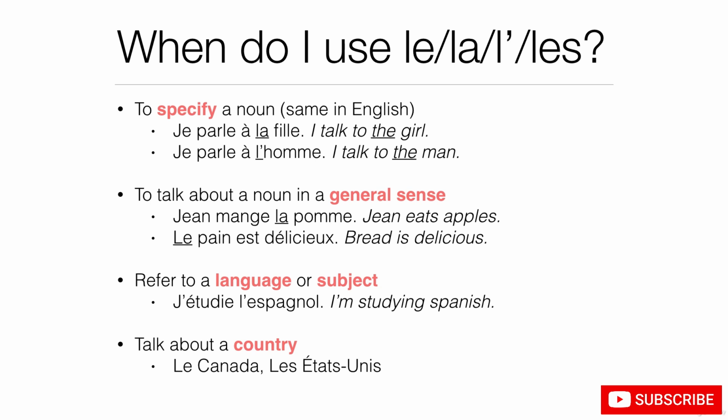And then finally, to talk about a country. In French, a good portion of the countries are preceded by an article, so le, la, les. For example, le Canada or les États-Unis. In English, we would say the United States, but we wouldn't say the Canada. We would just say Canada, where they would say le Canada, la France, l'Espagne. But we'll talk more about this later in a couple of sections where we'll talk more about countries.